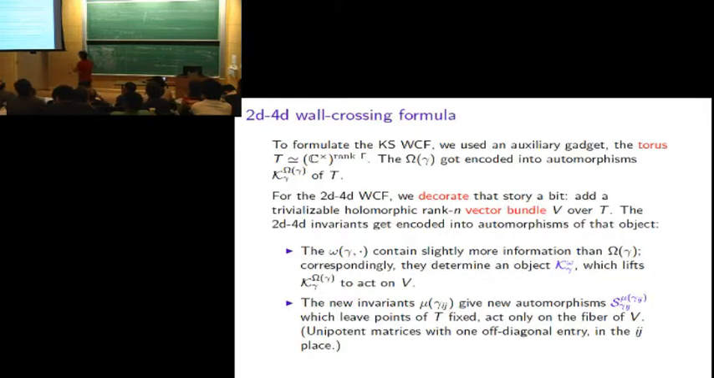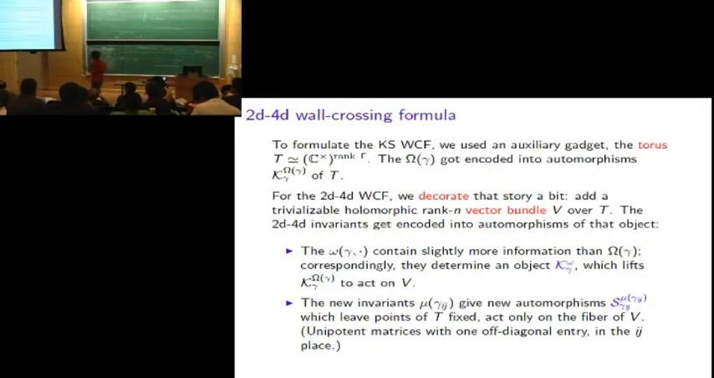First of all, the little omegas contain just slightly more information than capital omega, as I told you. And so they determine, before I had an automorphism of the torus, now I'll lift that automorphism of the torus to also act on the fibers of this bundle. And that'll be my new k gamma. We still call it by the same letter. It's somehow morally almost the same thing.